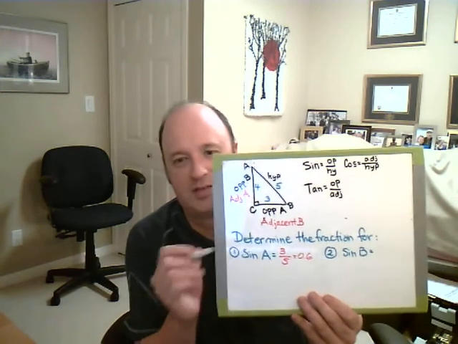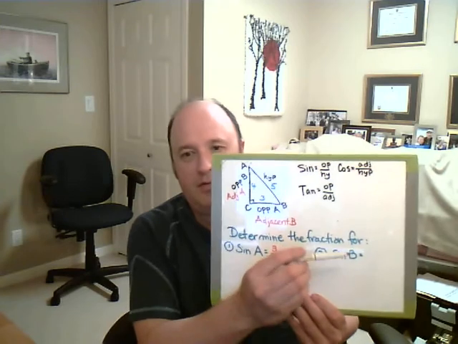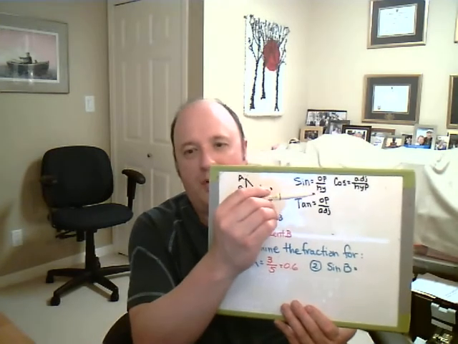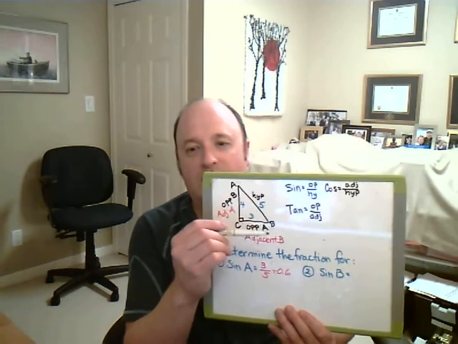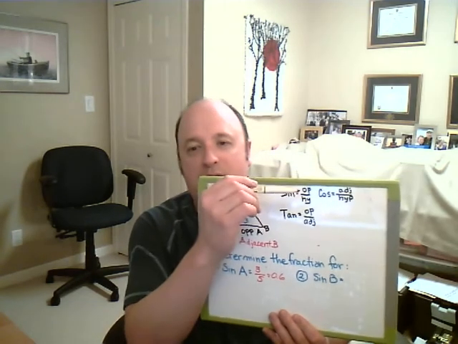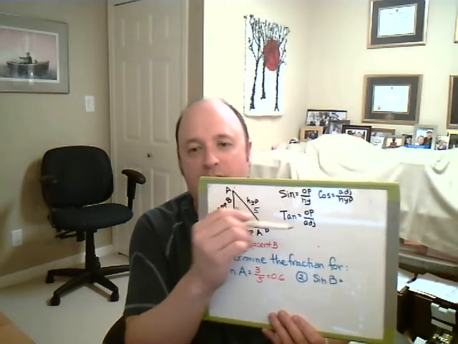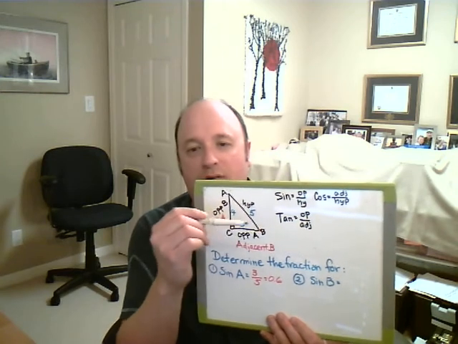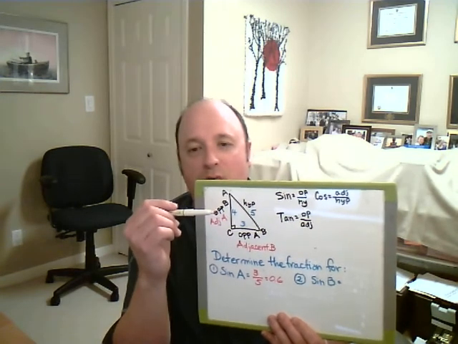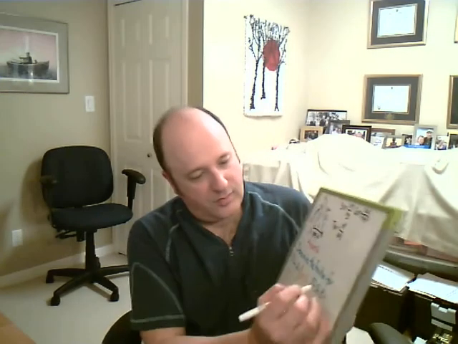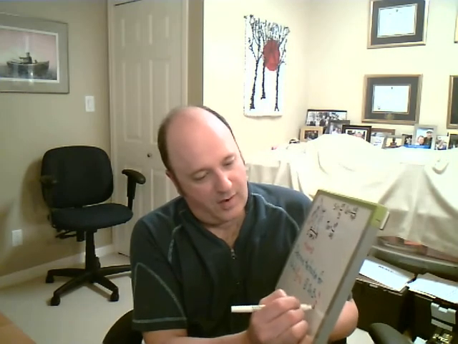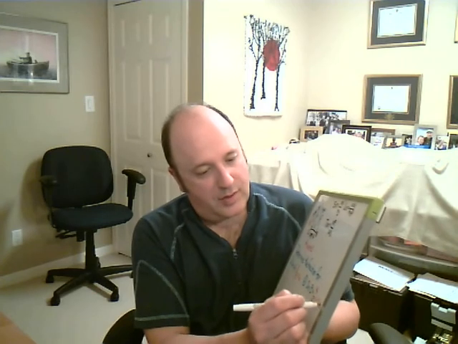Then if I ask you for the sine of B, sine again is opposite over hypotenuse, but this time we're looking from angle B. So here I've got to find the opposite, because sine is opposite over hypotenuse. So from angle B, the opposite is 4, divided by the hypotenuse, 5. So 4 over 5, which is 0.8.